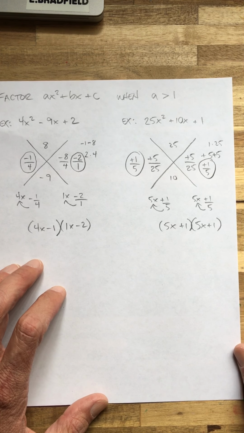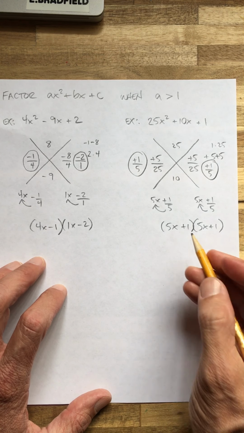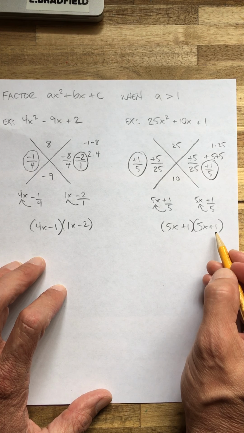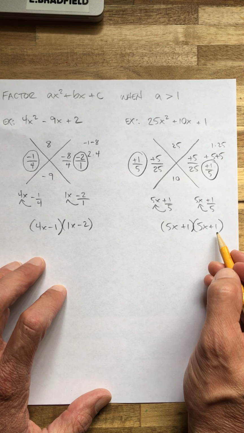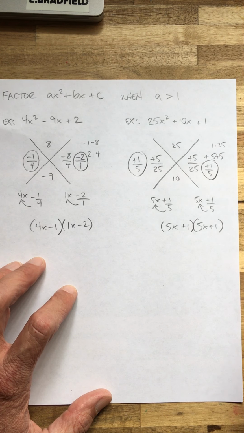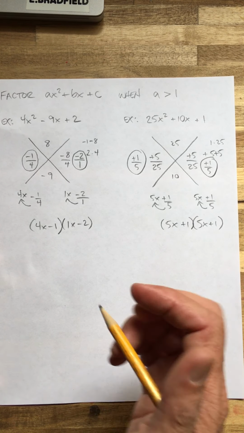All right, and quick question, just a quick question. Do you remember what happens if I were to multiply these two factors together? 5x plus 1 times 5x plus 1. What should I get? Very good, you should get that, okay? All right, let's do one more.